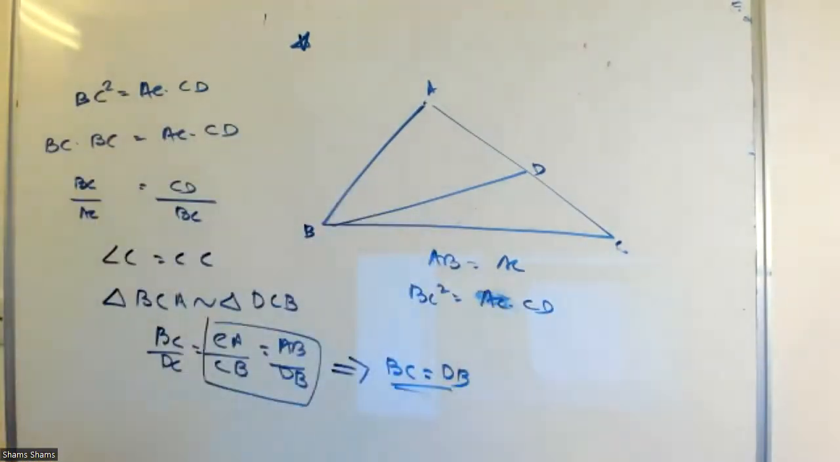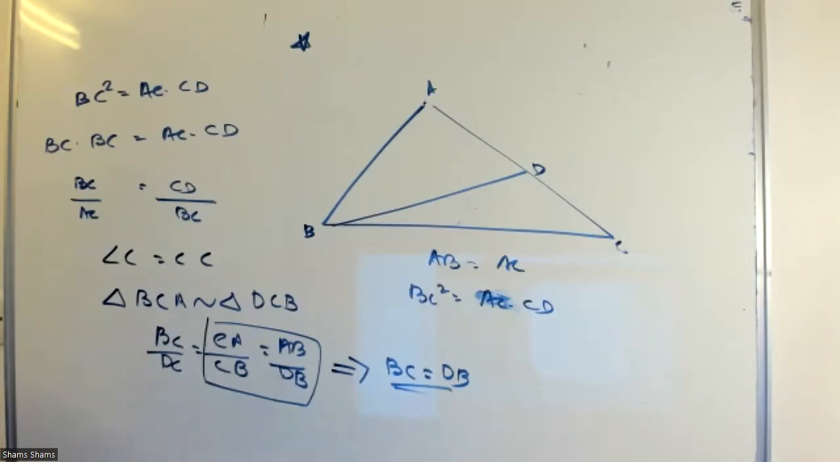BC square equal to AC into CD, given. So that is BC into BC equal to AC into CD. Okay. Then BC by AC equal to CD by BC.